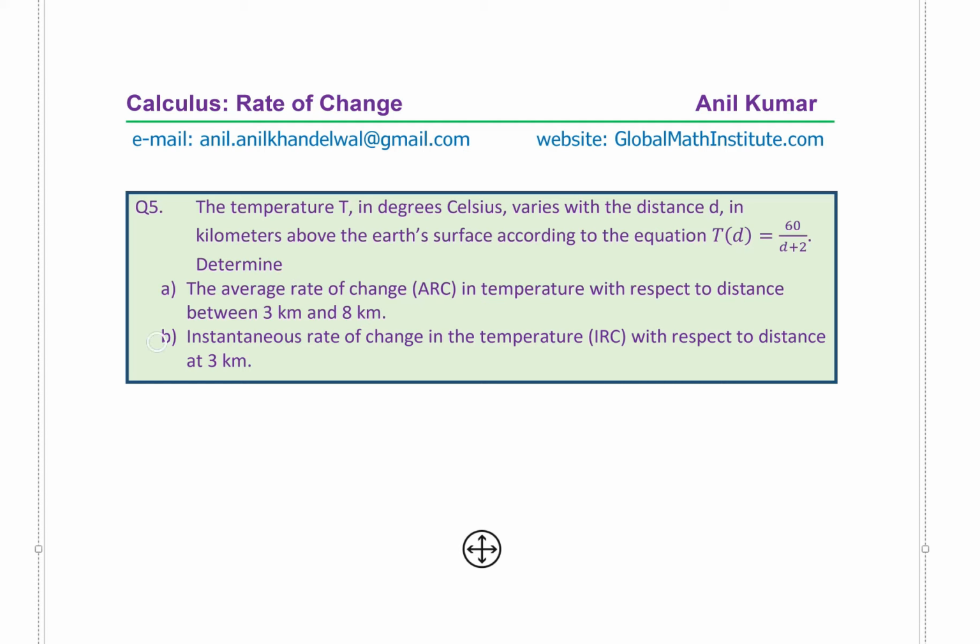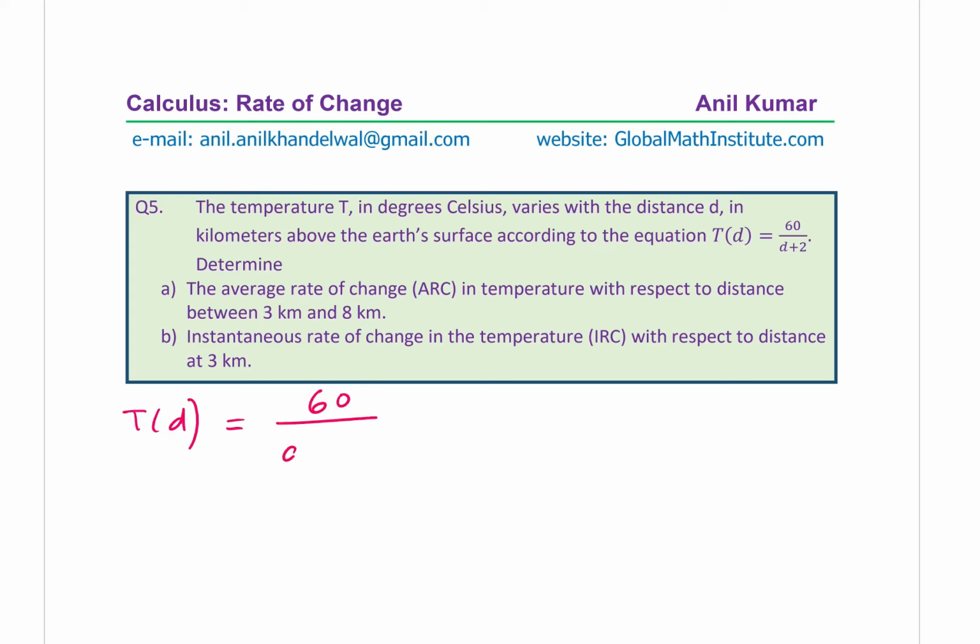Determine, two parts are there. The average rate of change, we'll write it as ARC, average rate of change, in temperature with respect to distance between 3 kilometer and 8 kilometer. And part B is instantaneous rate of change in temperature, IRC, with respect to distance at 3 kilometers, right? So those are the two questions for you. They're relatively straightforward. So we are given that the formula which relates the temperature with the distance from the Earth's surface is given as 60 over D plus 2, correct?